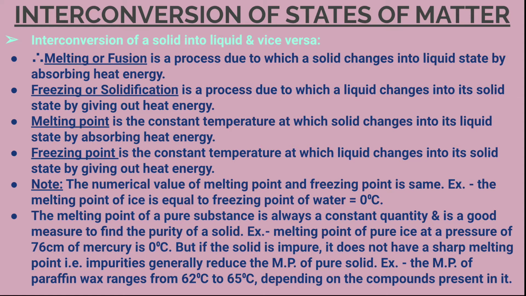If there is any impurity present in the ice, then its melting point would be reduced. Impurities which are present will reduce the melting point of the pure solid. For example, the melting point of paraffin wax ranges from 62 degrees centigrade to 65 degrees centigrade because it has certain compounds in it. That is, this paraffin wax is not pure. It has certain compounds in it, present in certain percentages. So if their percentages differ, that will change its melting point.